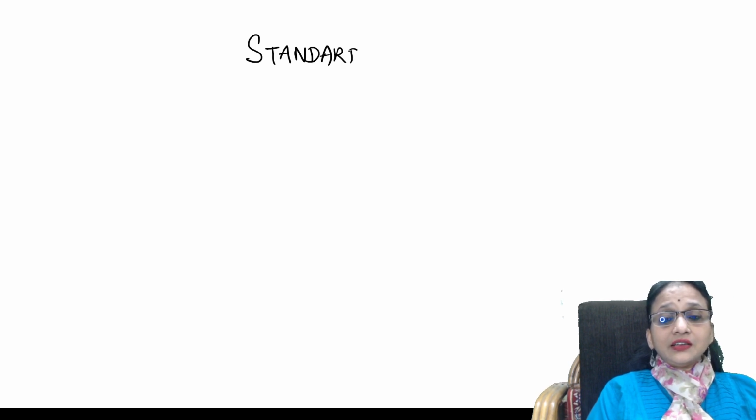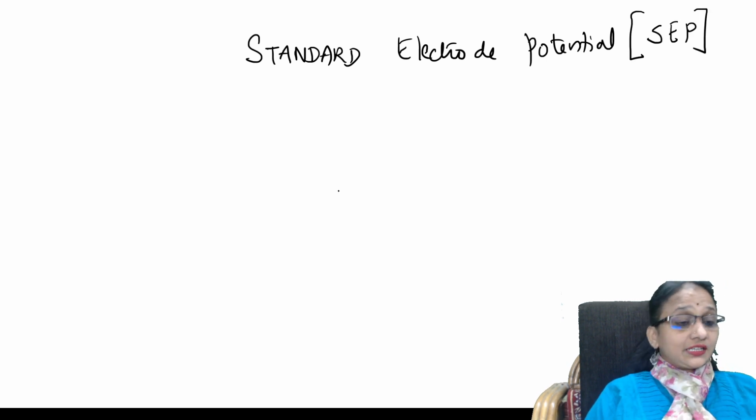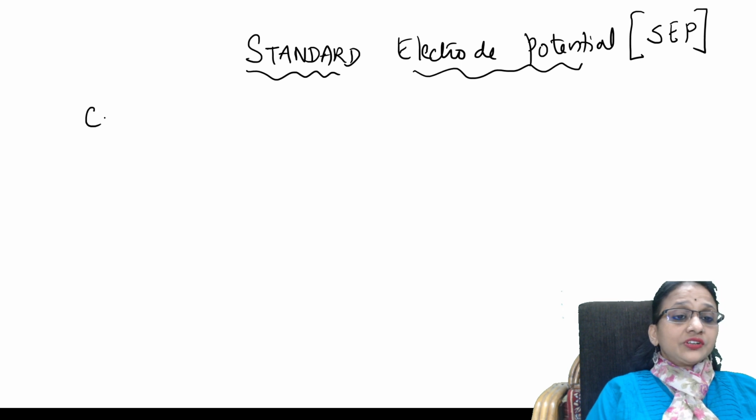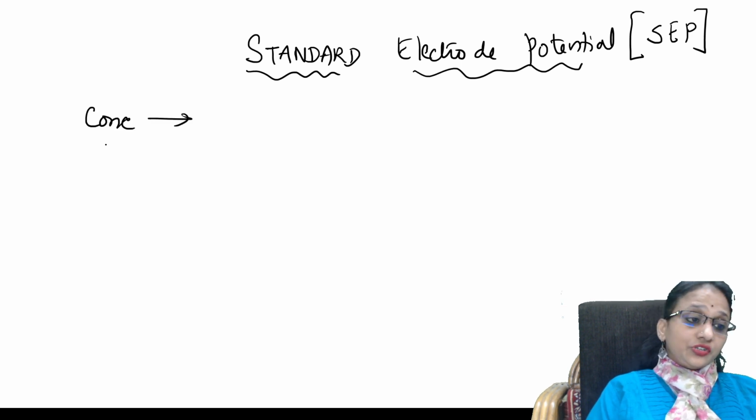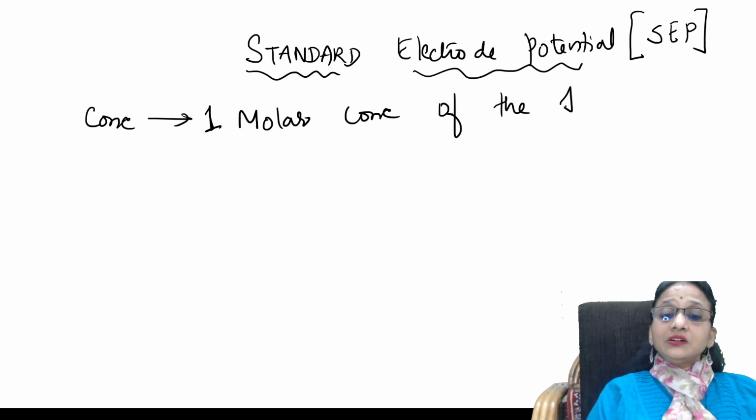Standard electrode potential. What is it denoted by? It is denoted by SEP, capital S, capital E, capital P. Now, conditions for when we calculate standard electrode potential: the concentration of the electrolytic solution should be 1 molar. Let me write the full sentence: 1 molar concentration of the ions. This should be the condition.